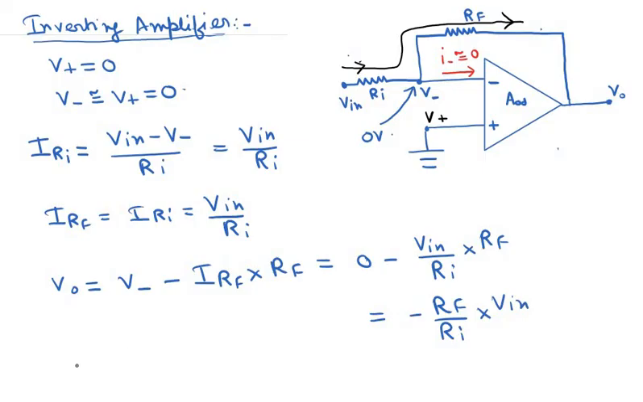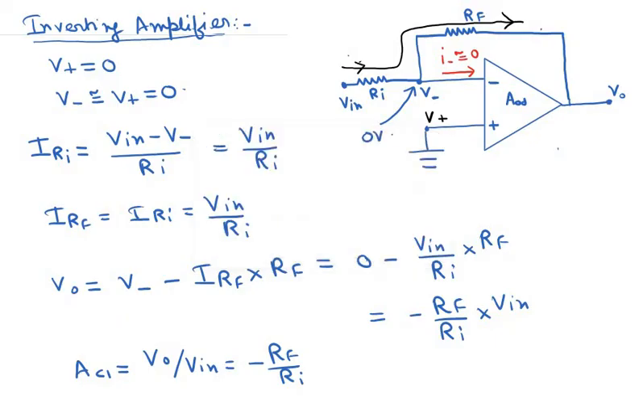The closed loop gain of the op-amp amplifier ACL is equal to V0 divided by Vin, which is equal to minus Rf by Ri. Note that the closed loop gain is not the same as the open loop gain. The open loop gain is a property of the op-amp itself, generally denoted by AOD, and this is very large, typically infinite.